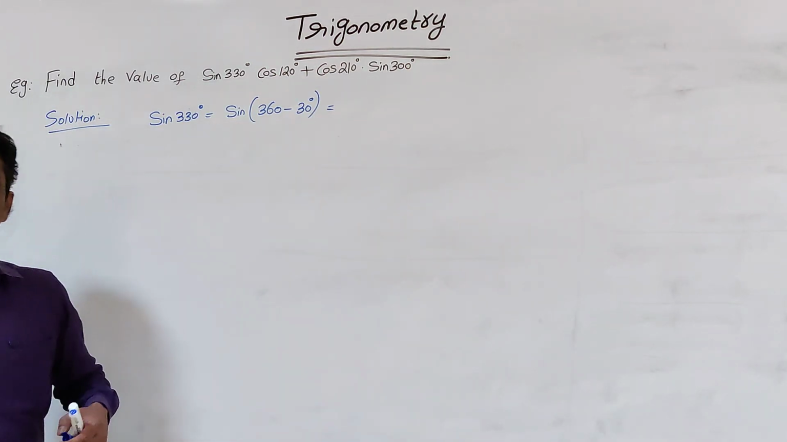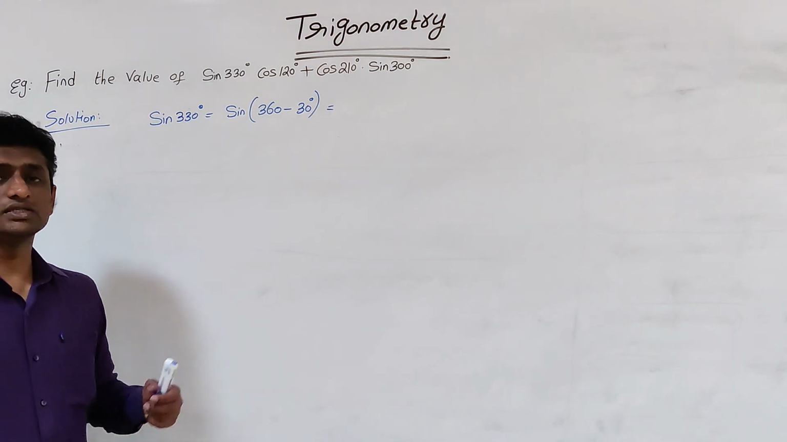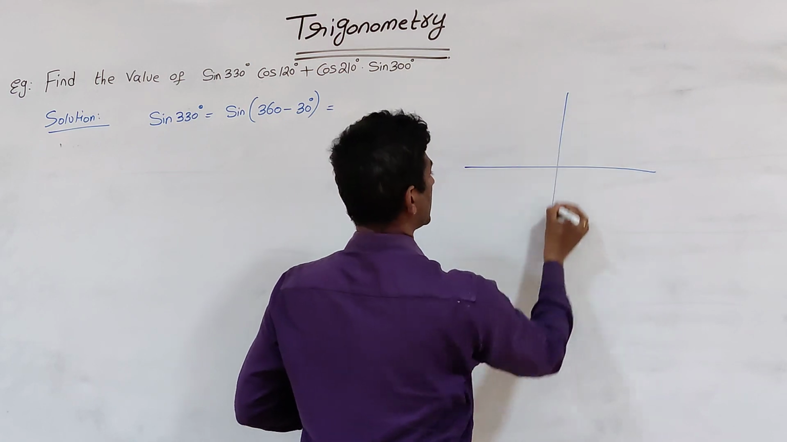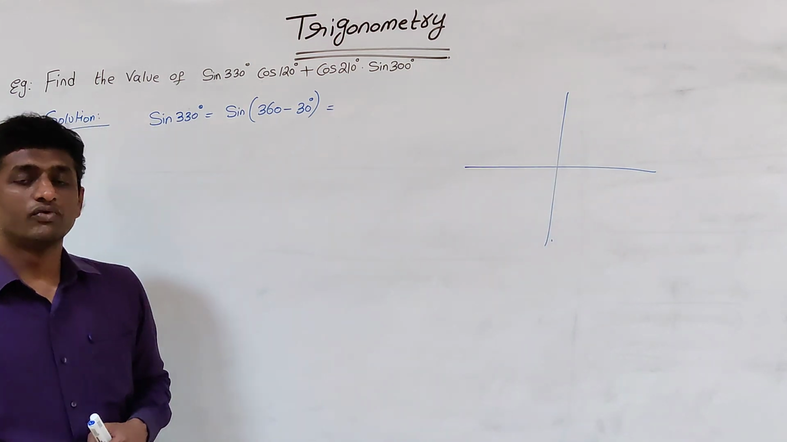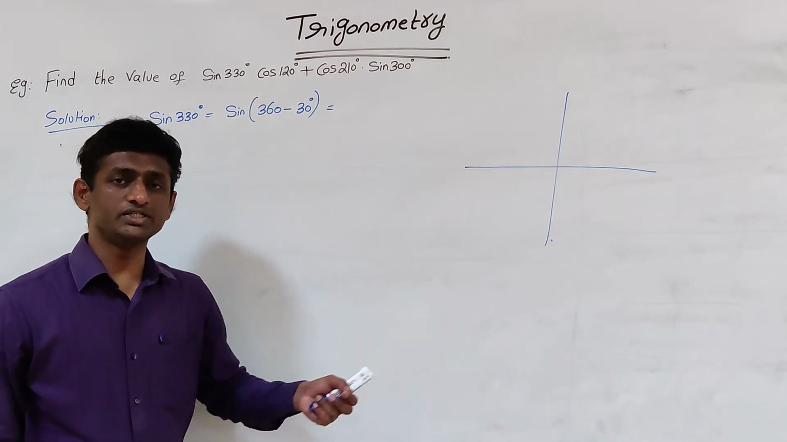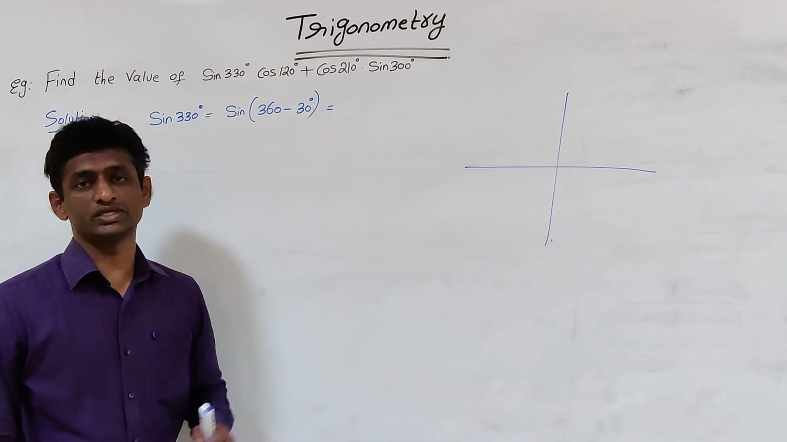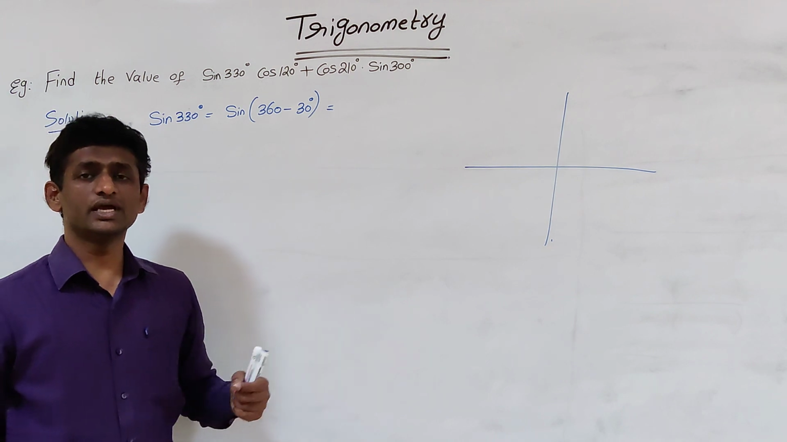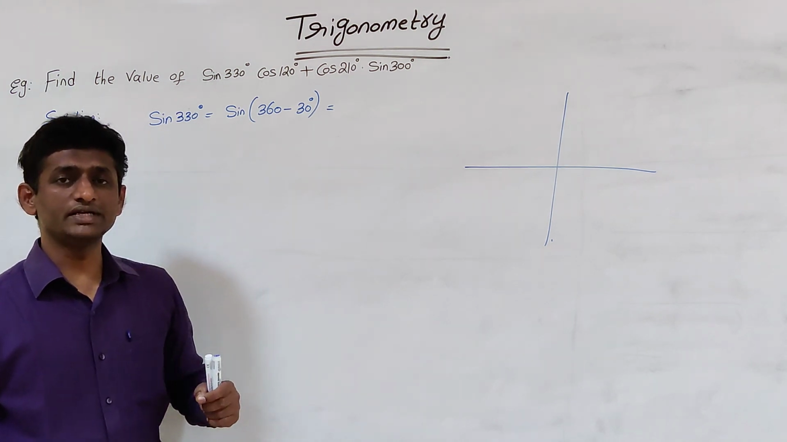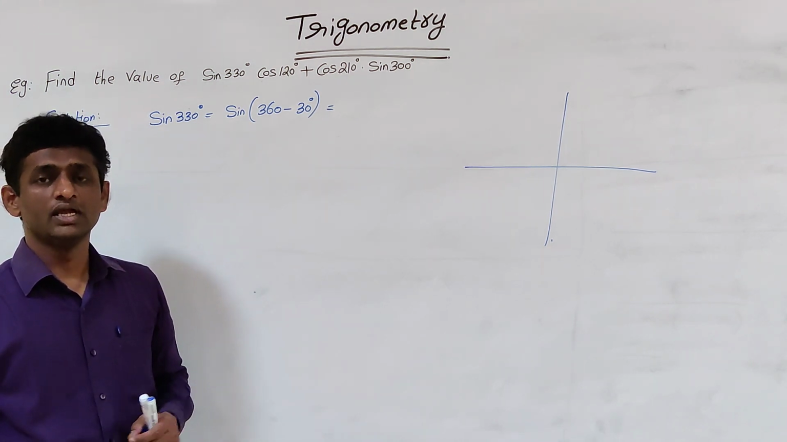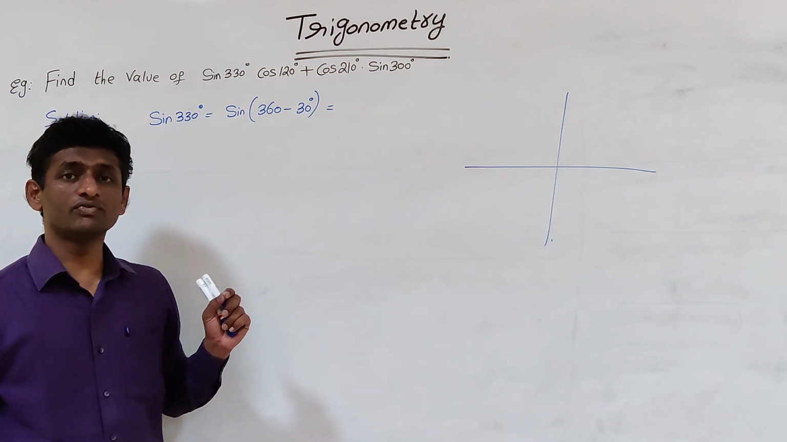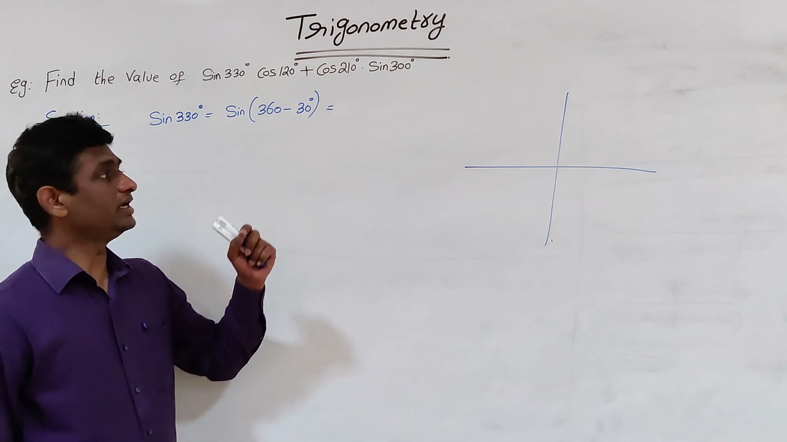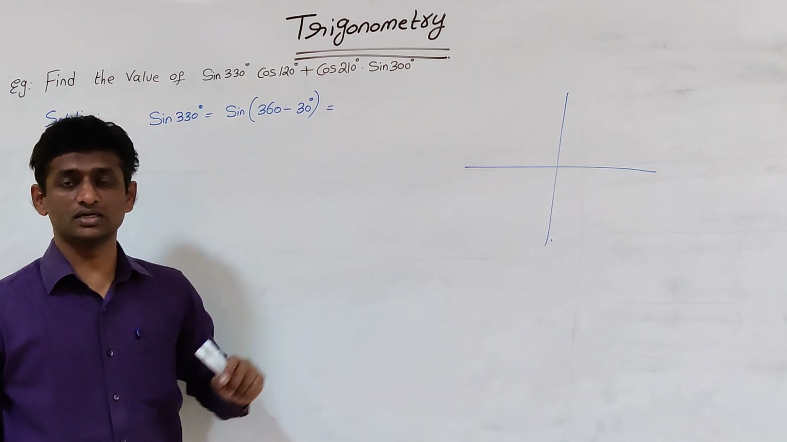360 degrees means how many radians? It is equal to 2 pi radians. In the previous class we discussed when the trigonometric ratios will change and when the trigonometric ratio does not change. 360 means it is an even multiple of 90 or an odd multiple of 90? It is an even multiple of 90. So the trigonometric ratio does not change. So it will be plus or minus sin 30.